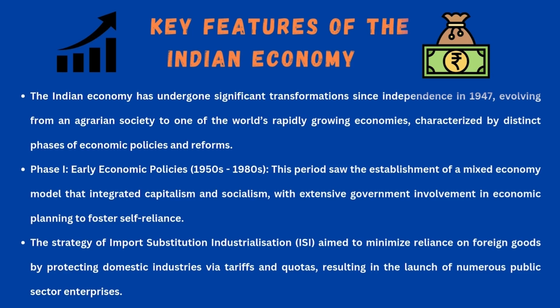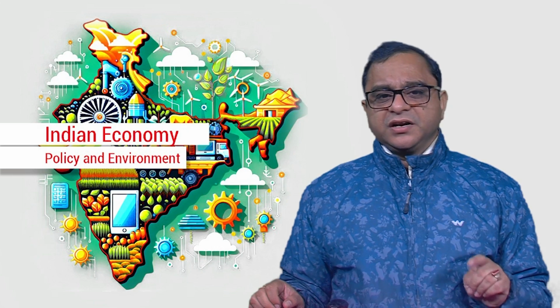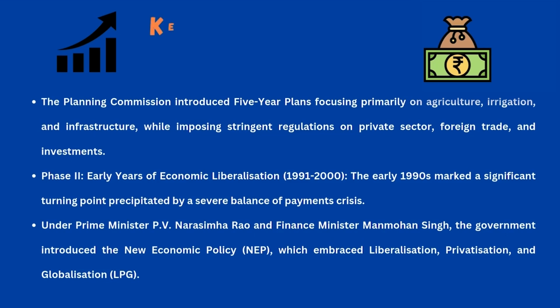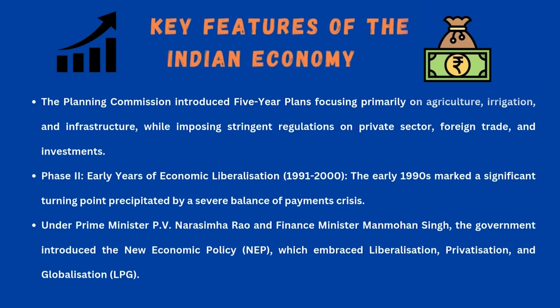This strategy of import substitution industrialization, ISI, aimed to minimize reliance on foreign goods by protecting domestic industries via tariffs and quotas, resulting in the launch of numerous public sector enterprises. The Planning Commission introduced five-year plans focusing primarily on agriculture, irrigation, and infrastructure while imposing stringent regulations on the private sector, foreign trade, and investments. Now, phase 2.